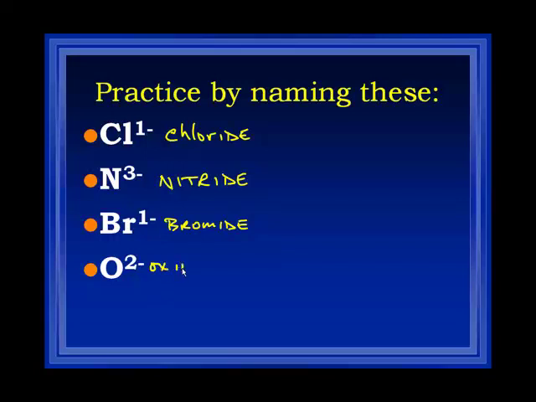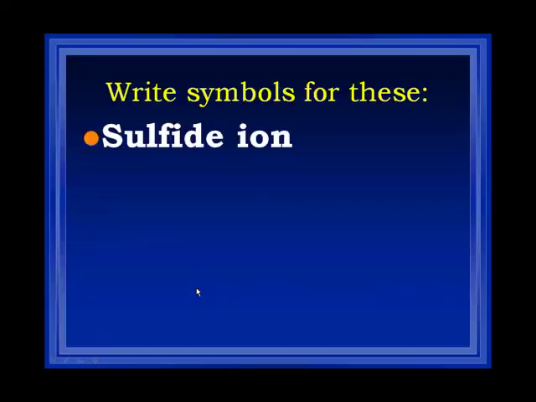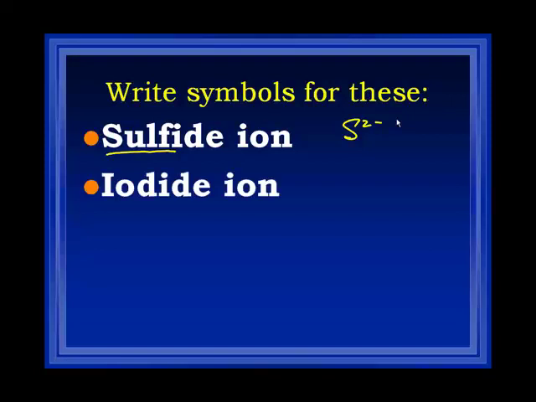Oxygen is oxide. Iodine becomes iodide. If we're going in the other direction, sulfide. Well, that sounds like you got to find sulf. That is sulfur, S2 minus.